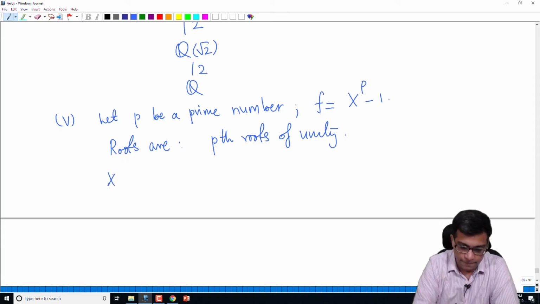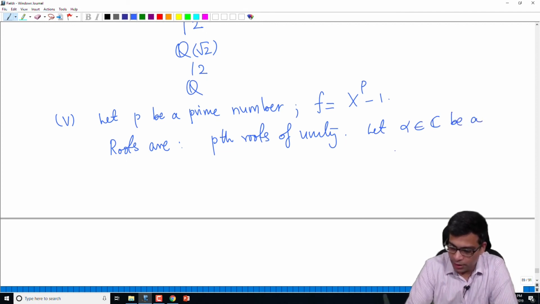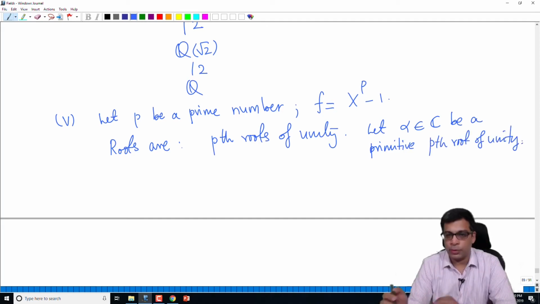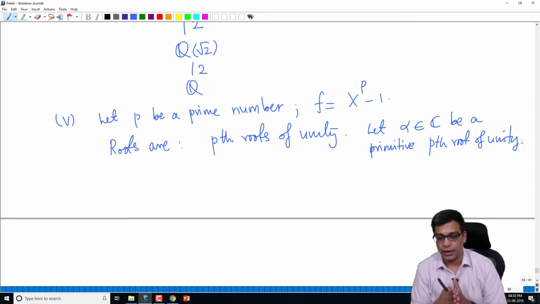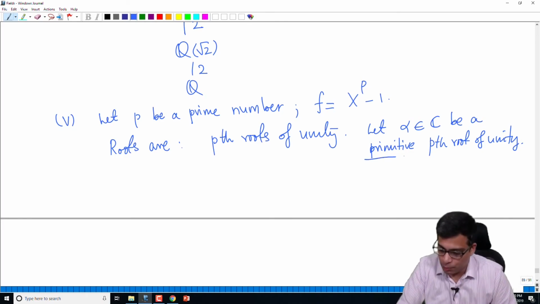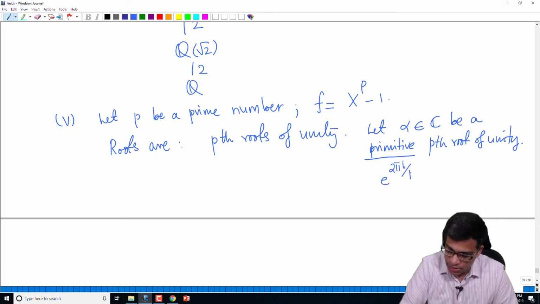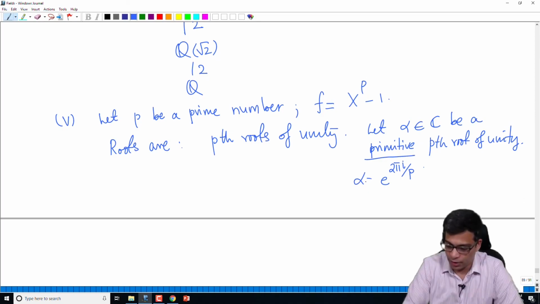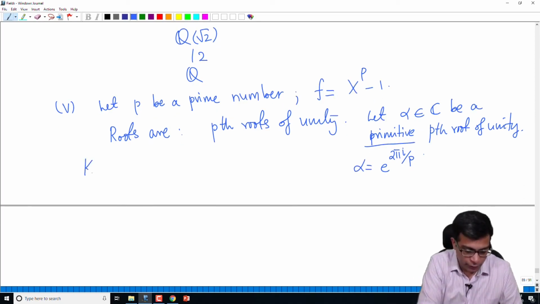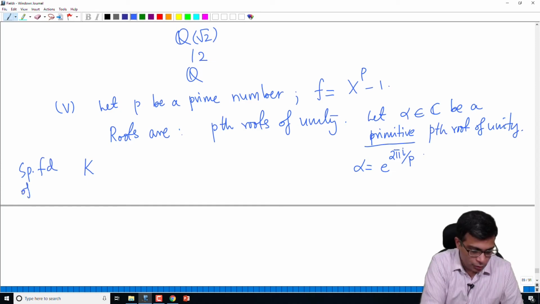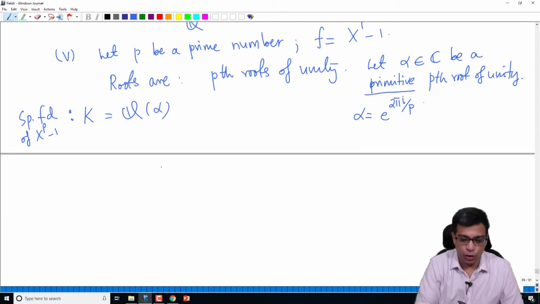So let alpha be a primitive pth root of unity. That means, remember, roots of unity form a cyclic group, and a generator of that is called a primitive pth root of unity. So all I am saying is 2 pi I by p. So alpha can be taken as e to the 2 pi I by p. So the splitting field K is equal to Q adjoined alpha, right? What is the degree over Q?